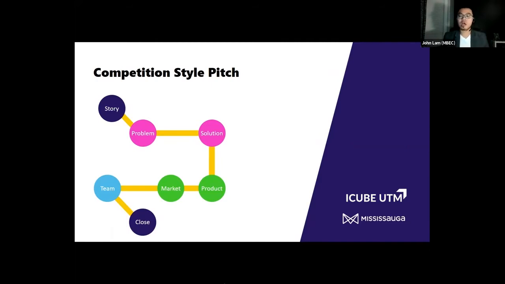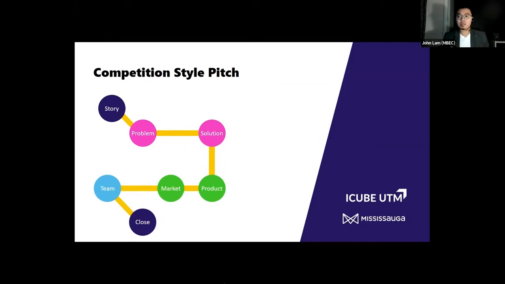And the reason why perhaps the line between the problem and solution is the longest is because that really sets the stage, and that's what gets people caring. And some of you might wonder, hey, why is the line between product and market so short? Well, there's an explanation for that, and I'll dive into that a bit deeper.